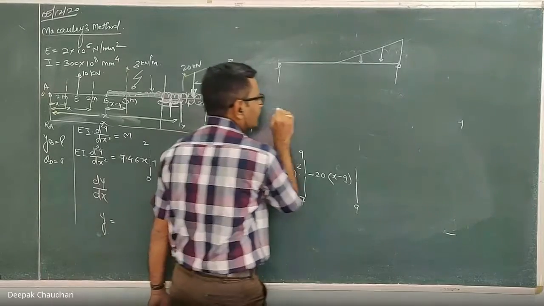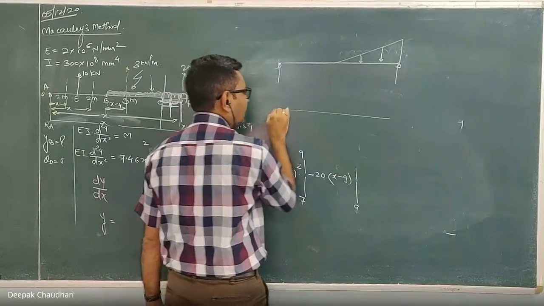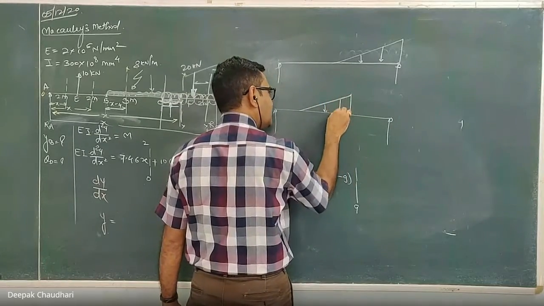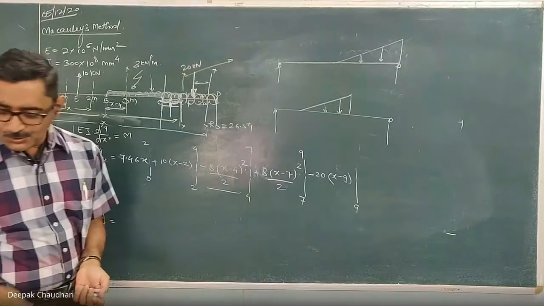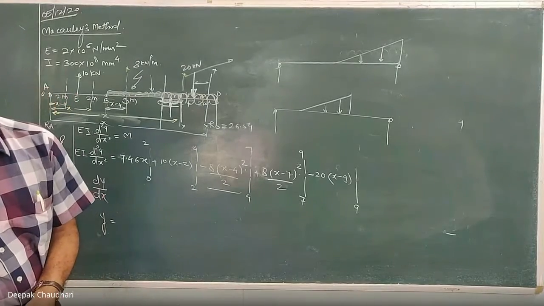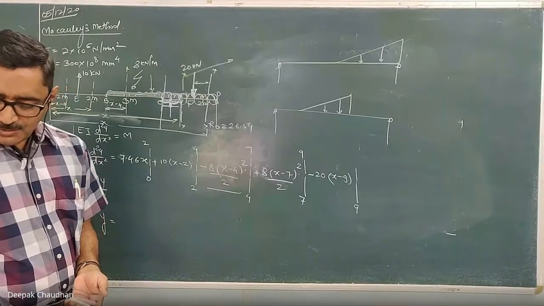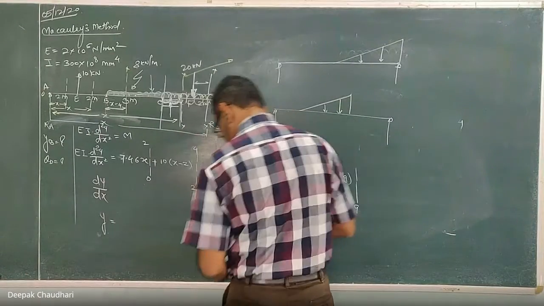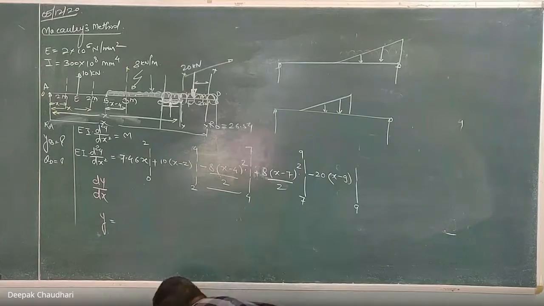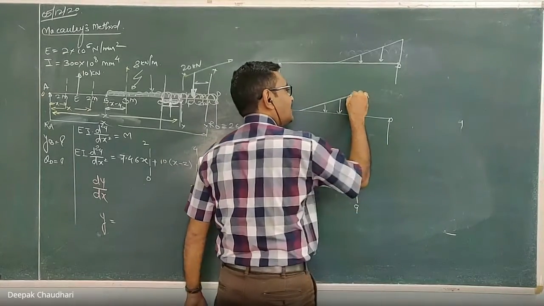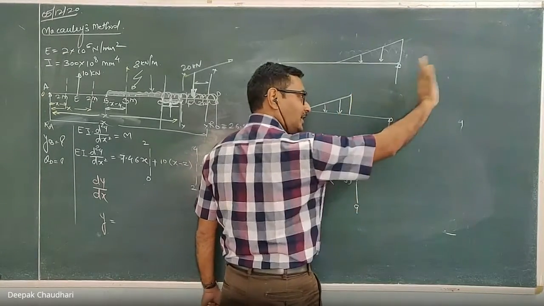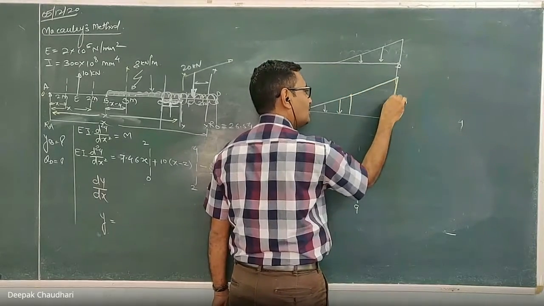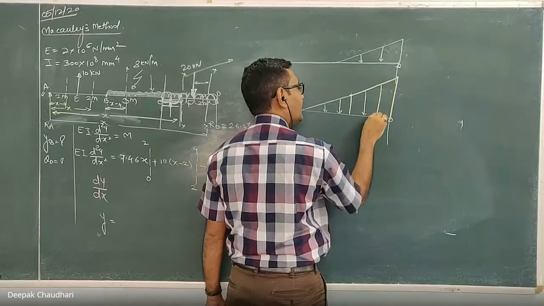But if the UVL is at the intermediate part of the beam, then to make the equation valid up to the end of the beam, you have to add the additional UVL. You have to continue this. So I am adding this UVL up to the end of the beam.